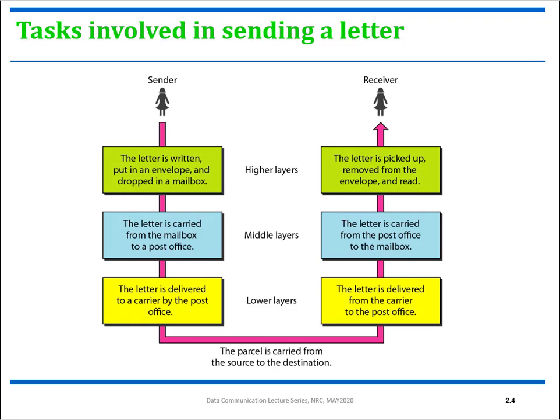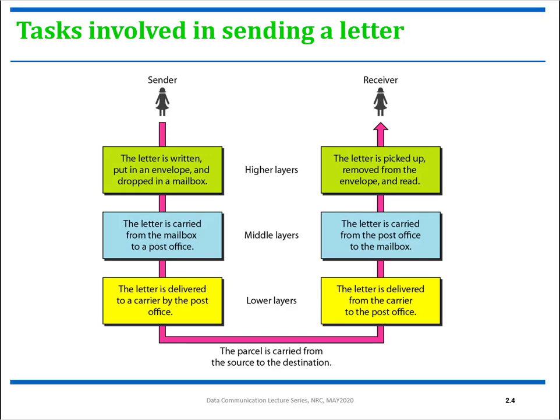What are the tasks involved? At the sender side, there are three different layers: the higher layer, the middle layer, and the lower layer. The higher layer means that on the sender side the letter is written, and on the contrary, on the receiver side the letter is picked up and read. So write and read is the higher layer. The middle layer is that the letter is carried from the mailbox to the post office, and on the other side from the post office to the mailbox. And the lower layer is the physical transfer of data from one place to another place. This is an analogy, a conceptual understanding of a task that involves multiple layers when we perform it to achieve a specific goal.